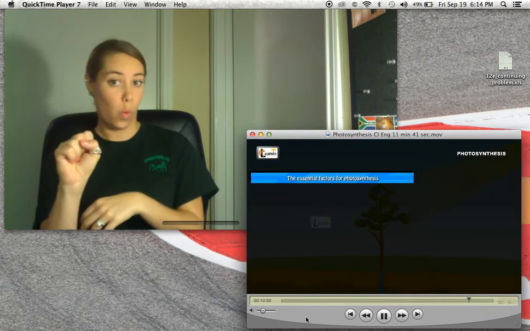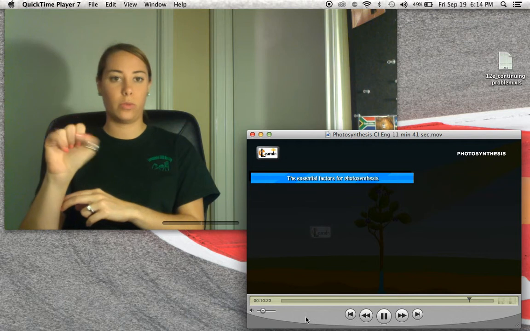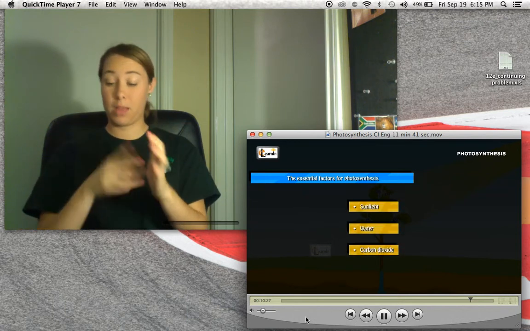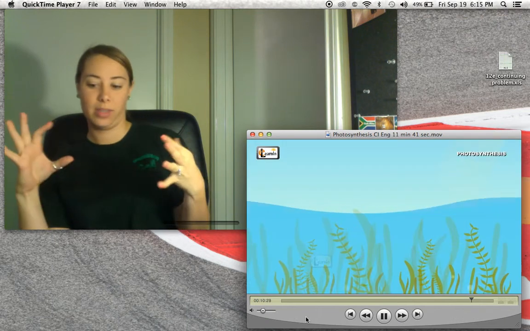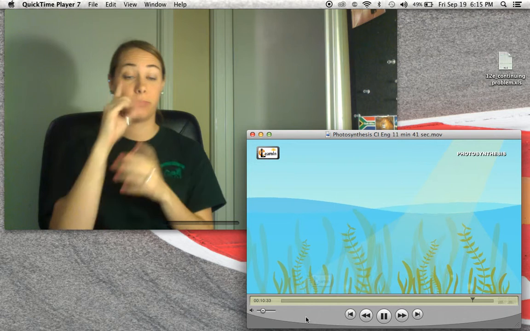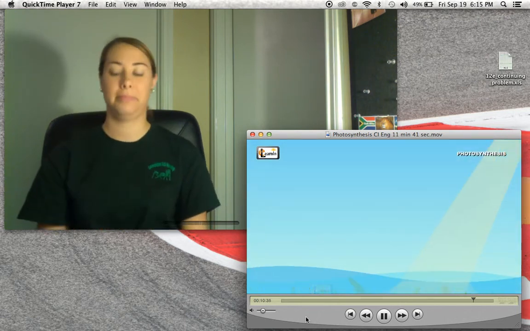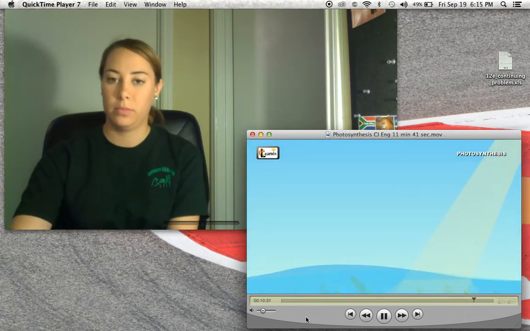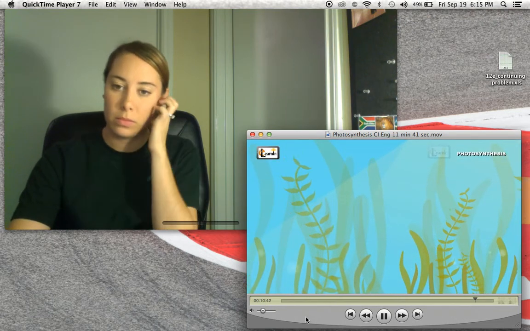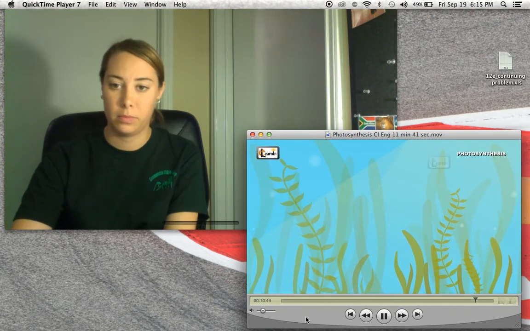So the essential factors for photosynthesis to take place include sunlight, water, and carbon dioxide. Underwater photosynthesis takes place at a slower pace than the normal photosynthesis. This is because energy from the sun is absorbed by the water layers, and only some amount of energy actually reaches the plant.